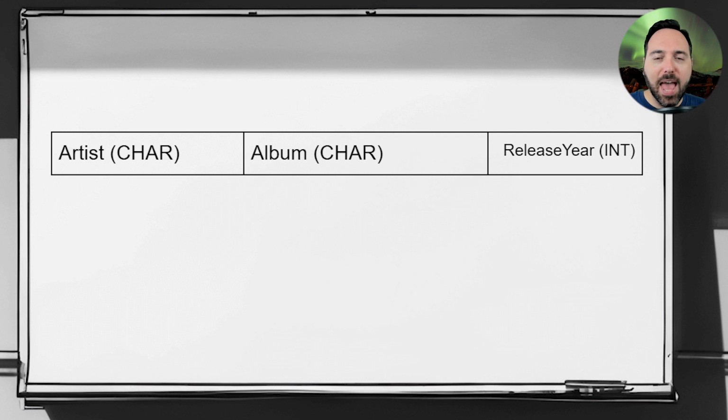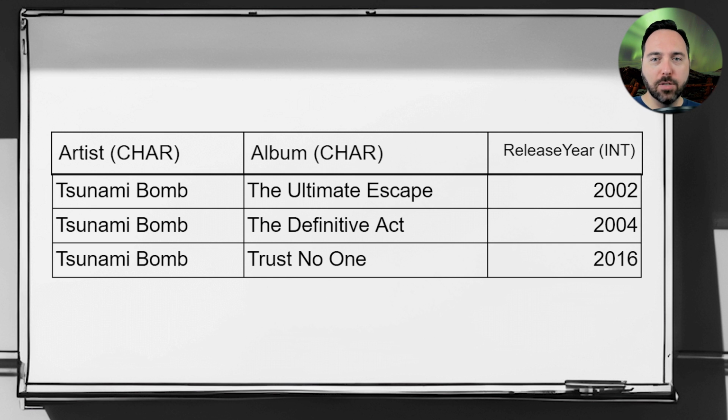In other words, let me show you a relation here on the whiteboard. On it, we have a heading with three attributes. The first has a name of artist and a data type of character data. The second has a name of album and is also character data. The name of the third attribute is release year and its data type is integer. Then we have three tuples. Each tuple has one value per attribute and must follow the data type rules we've laid out for each attribute.